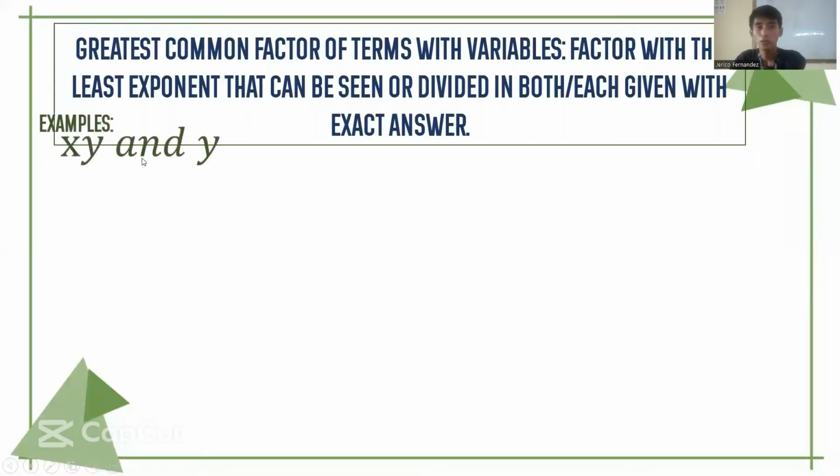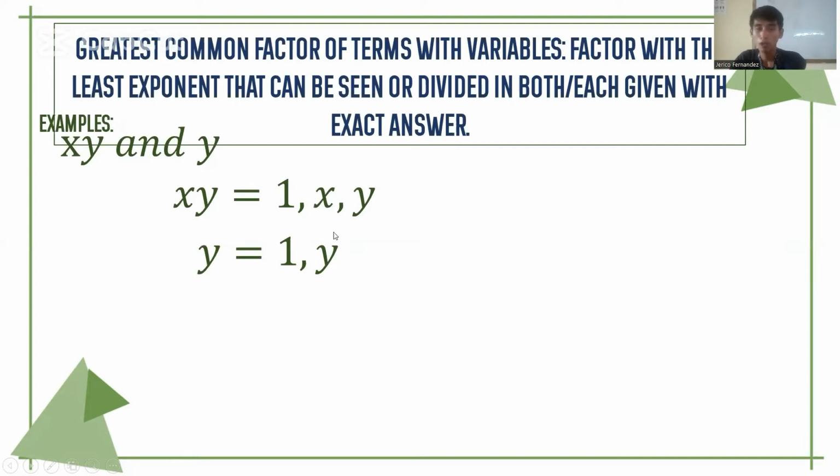Now, xy and y. xy is equal to 1 times x times y. y is equal to 1 times y. Again, common factor or factor with the least exponent, okay, variable na may pareho at may pinakamababang exponent. Again, ang exponent nitong pareho dahil wala silang exponent ay 1. So we have y. So ang ating common factor na xy and y, greatest common factor is y. Okay? Kahit hindi na natin isulat din yung 1. Kasi iisang term naman siya.